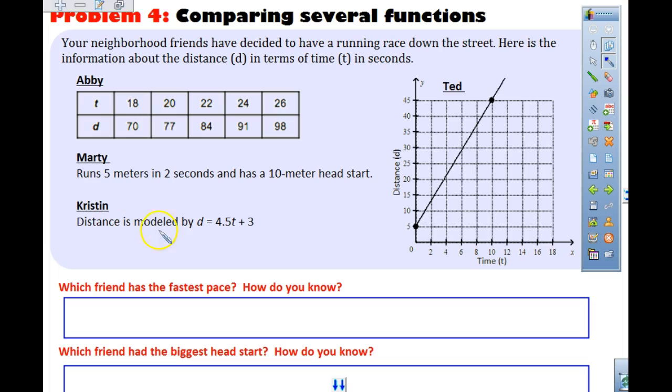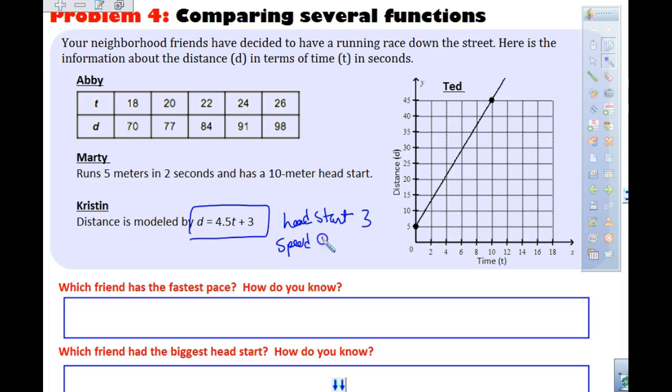And we know that Kristen's distance is modeled by this equation. The equation is slope-intercept one. What was her head start? Head start of 3, right? How do we know that? Because that's the y-intercept, right? Head start of 3. What do we know how fast she is running, her speed? 4.5 meters per second when we talk about rate.